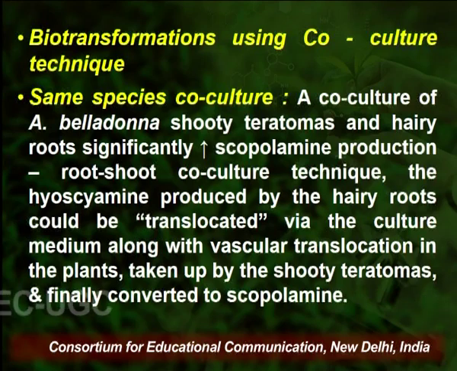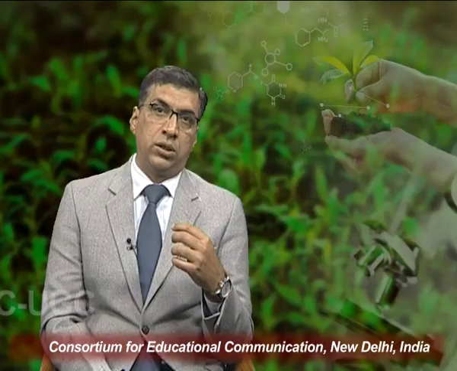Now, what happened was, the hyoscyamine that was produced in the hairy root culture was translocated from the hairy root cells into the shoot cells. Now, shooty teratomas are nothing but tumor-like outgrowths, tumor-like infections caused by bacteria in the plants. So, once this hyoscyamine was translocated into these teratomas, the teratoma cells carried out the transformation of hyoscyamine into scopolamine, thereby enhancing the overall production of scopolamine in the co-culture studies.